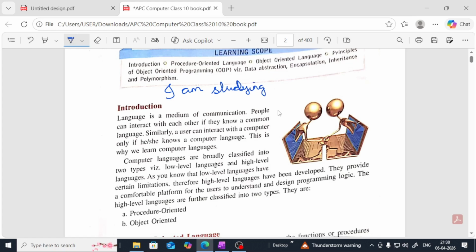Well, this reminded me of a meme. I am studying, dying. Well, jokes aside, I am studying computer.